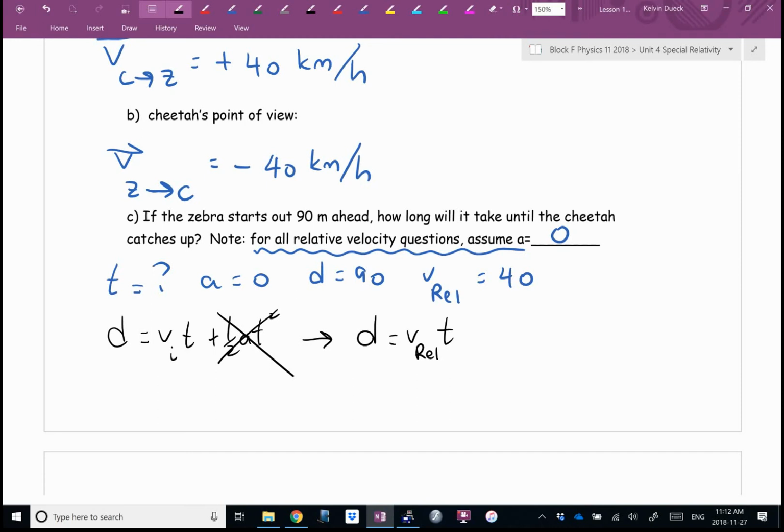Did I put that on your formula sheet? Nope. Did I show you how you can derive it? Yep.